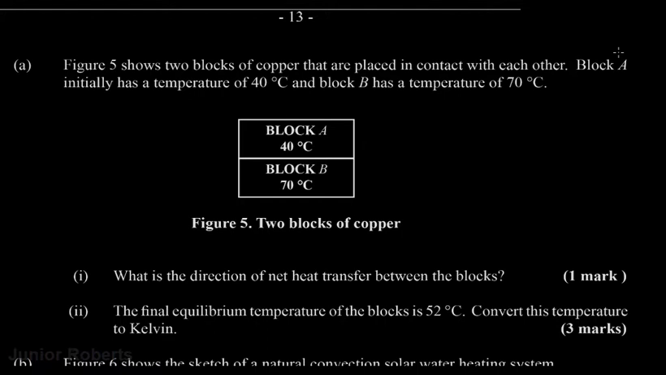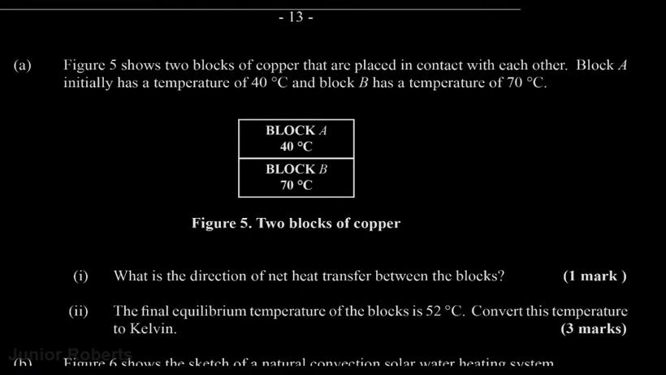The question says, Figure 5 shows two blocks of copper that are placed in contact with each other. Block A initially has a temperature of 40 degrees Celsius and block B has a temperature of 70 degrees Celsius. Question 1 says, what is the direction of net heat transfer between the blocks?